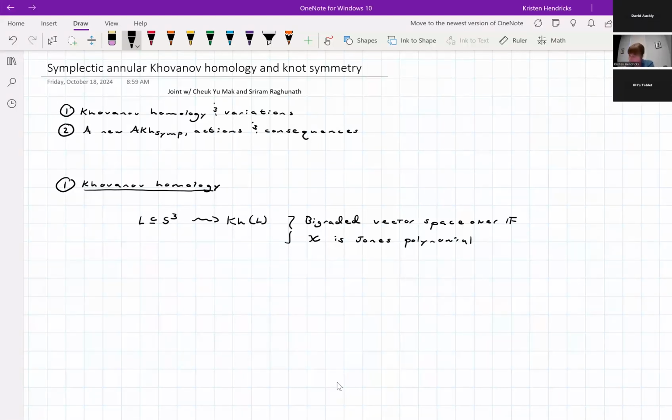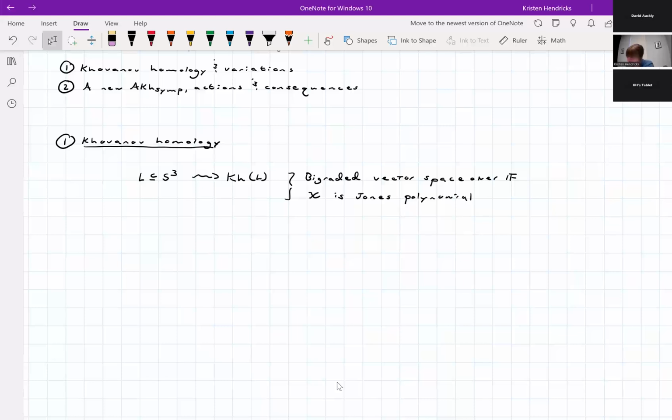This has a nice, extremely accessible combinatorial definition. So what is the sketch? We take some diagram for our link. Maybe we have a Hopf link.